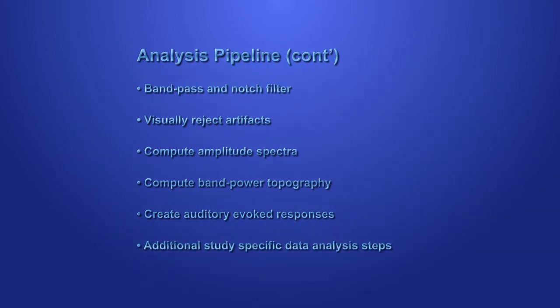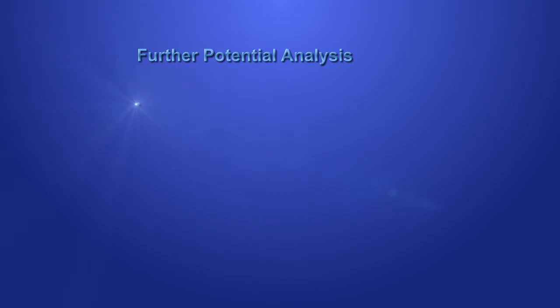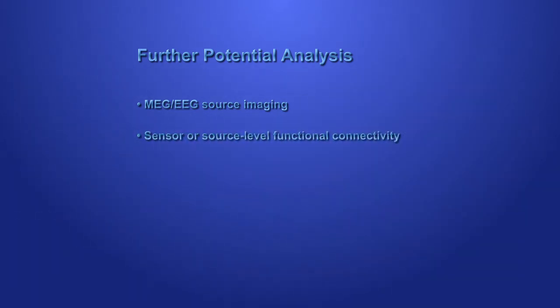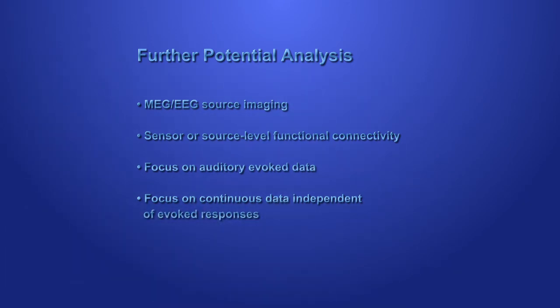There are many other potentially interesting analysis steps that can be performed subsequent to this basic analysis. Given that there are many options presented in the literature, we do not cover them in detail here. Such options include MEG and EEG source imaging using beamforming or minimum norm estimation to gain a better understanding of the relationship between brain activity and brain anatomy. Sensor or source-level functional connectivity analysis can unravel changes in brain networks linked to anesthetic action. There is also the option to either focus analysis on sensor or source-level auditory evoked responses, or to look at continuous data independent of the auditory stimulus in order to identify any anesthetic-induced changes in global brain dynamics.